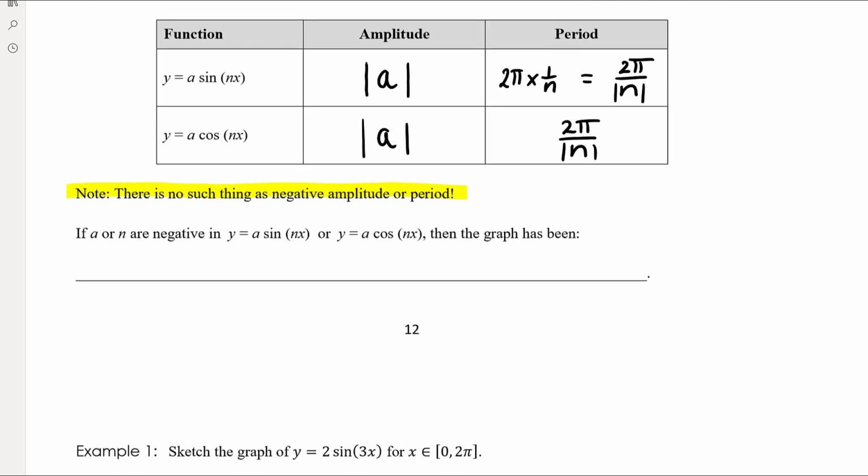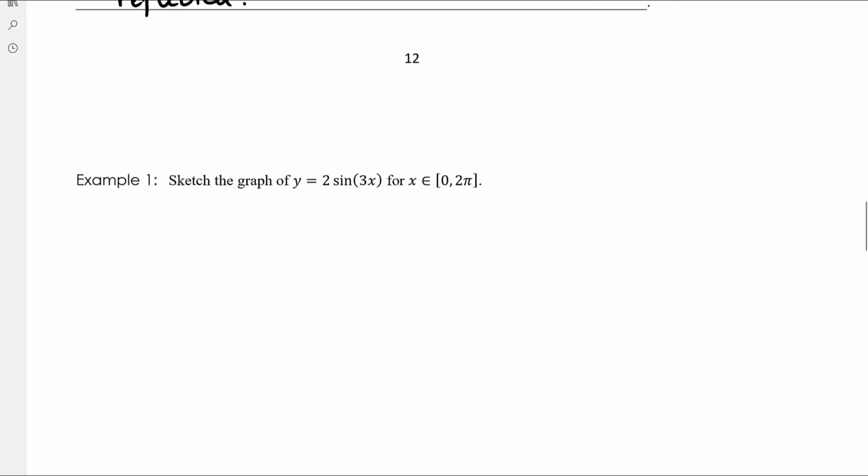If a or n are negative, then the graph has been reflected. Okay, we've already talked about those in greater detail in the table above. You can have a look at which one's which. Okay, let's draw some graphs.